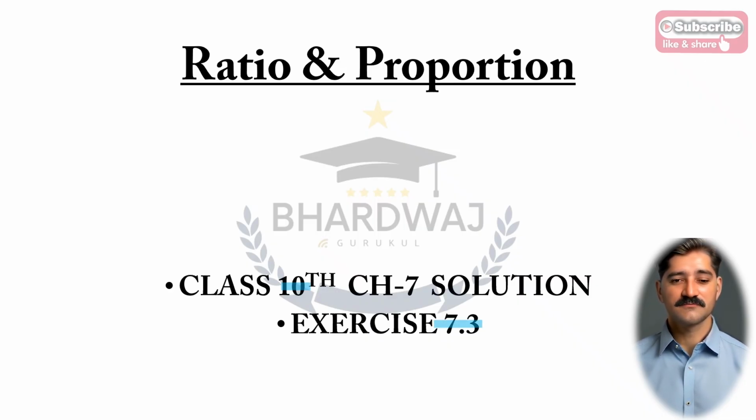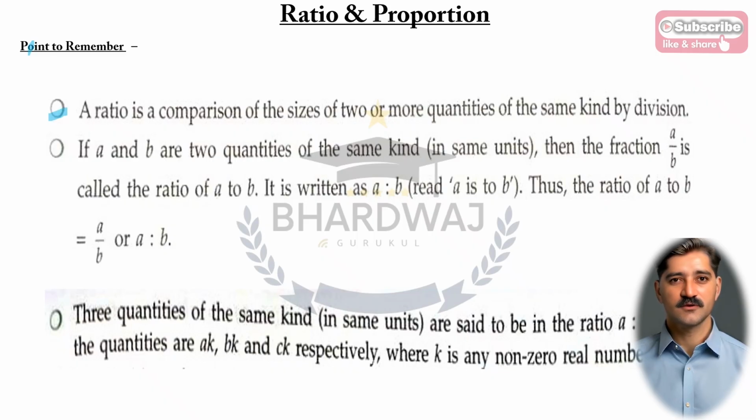A ratio is a comparison of the sizes of two or more quantities of the same kind by division. If A and B are two quantities of the same kind in the same units, then the fraction A by B is called the ratio of A to B. It is written as A is to B, read A is to B. Thus the ratio of A to B equals A by B or A is to B. Three quantities of the same kind in the same units are said to be in the ratio A is to B is to C if the quantities are AK, BK and CK respectively, where K is any non-zero real number.